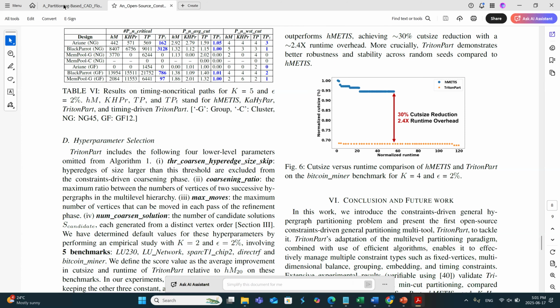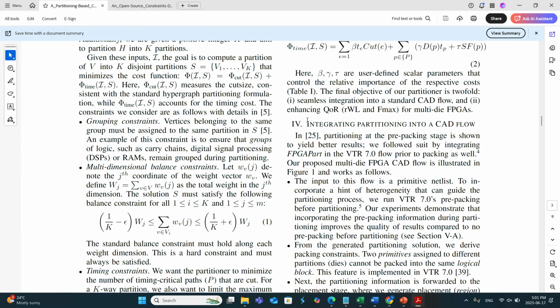Okay, so I went through that. Let's pop the stack back to this one. That's a big part of this paper, though. Okay, so this paper where they integrated partitioning into a CAD flow for interposers, a big part of it is using this really good partitioner.